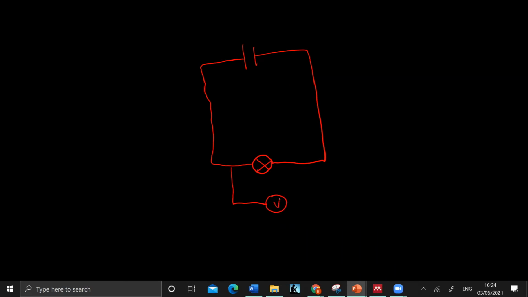Now let's talk about connecting a voltmeter. Let's just draw a simple series circuit with a bulb. Unlike an ammeter, which you've seen before, a voltmeter is connected in parallel. It's a V in a circle. So a voltmeter is connected in parallel.